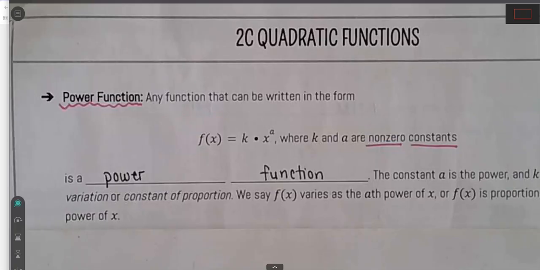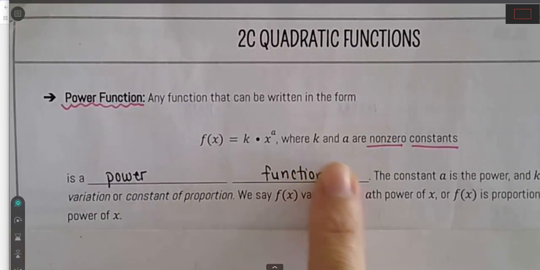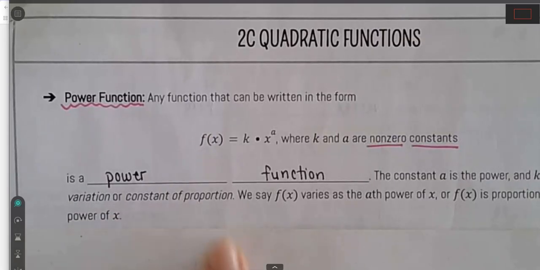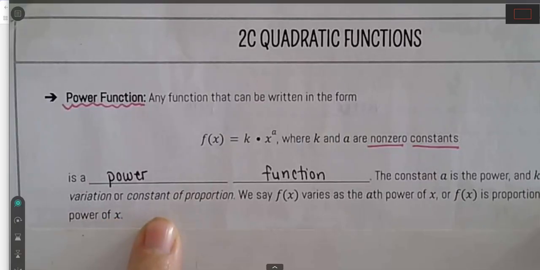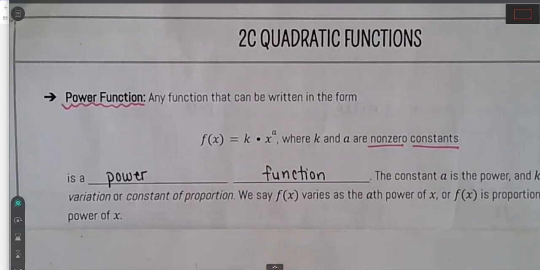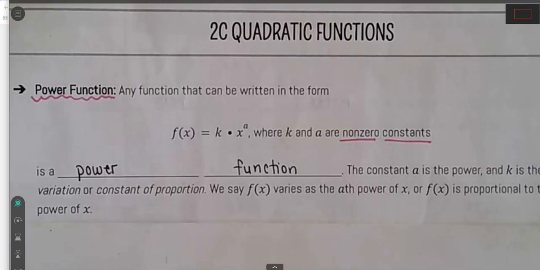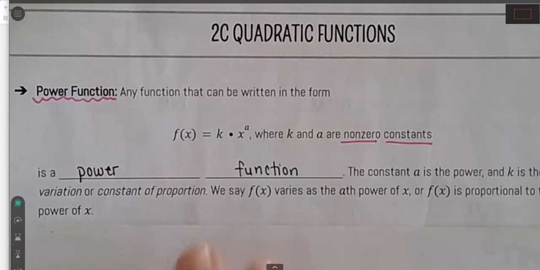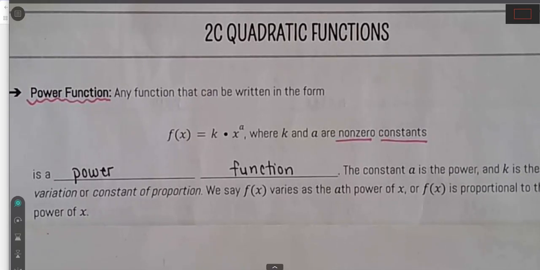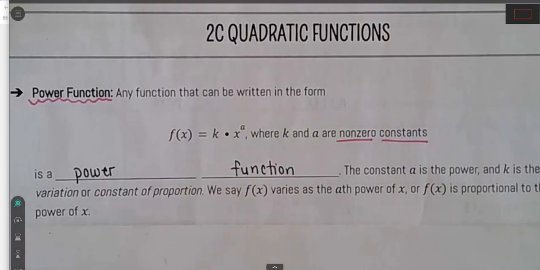The power function. Any function that can be written in this form, where k and a are non-zero constants, is a power function. The constant a is the power, and k is the constant of variation or constant of proportion. You guys okay? We say that f of x varies as the 8th power of x, or f of x is proportional to the 8th power of x. This is one of those things where, just in case you get a problem on the AP exam that's worded like this, you know what they're talking about. But hopefully if they talk about the constant of variation or constant of proportion, they also actually give you the function.